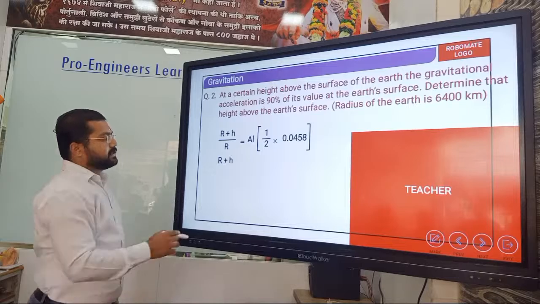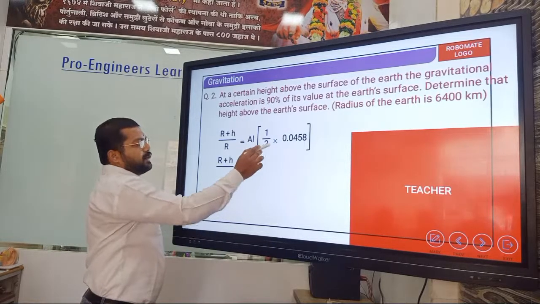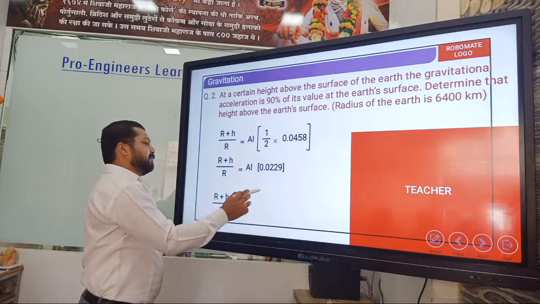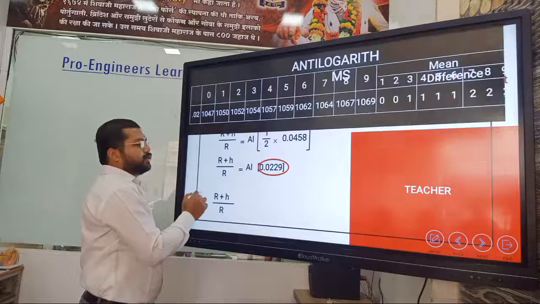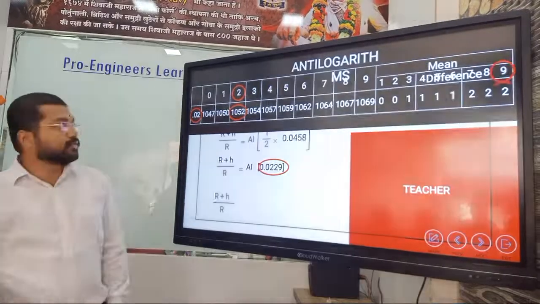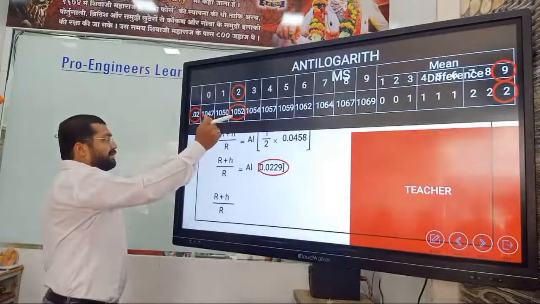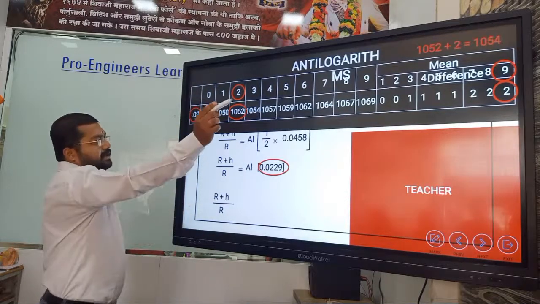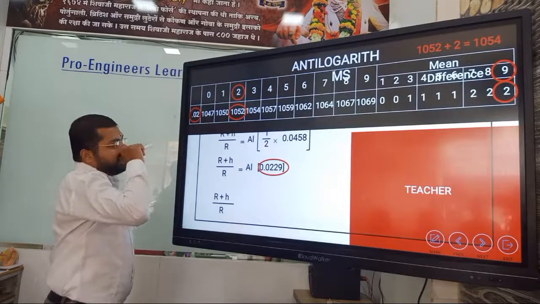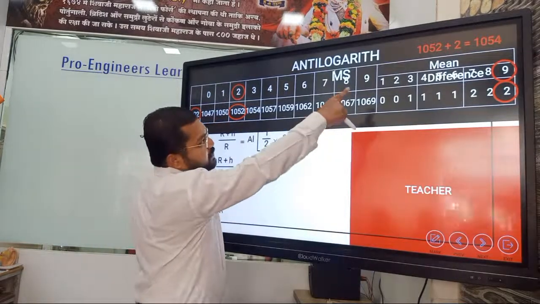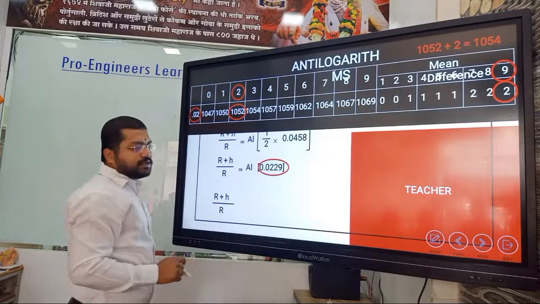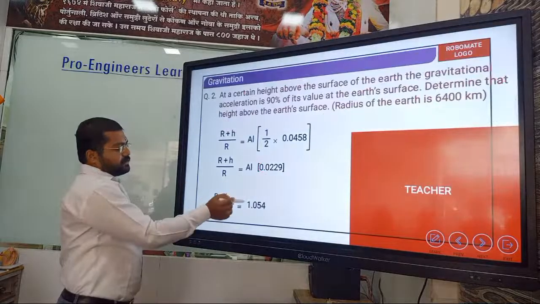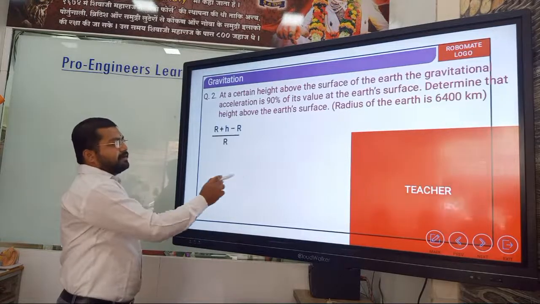So the answer is 1 by 2 into 0.0458. Now it's time to find the anti-log of 0.029229. So we will go in the anti-log table in the row of 0.2 in the column of 2, and the mean difference is 9. So here 1052 plus mean difference 2 became 1054. So we have the value of capital R.